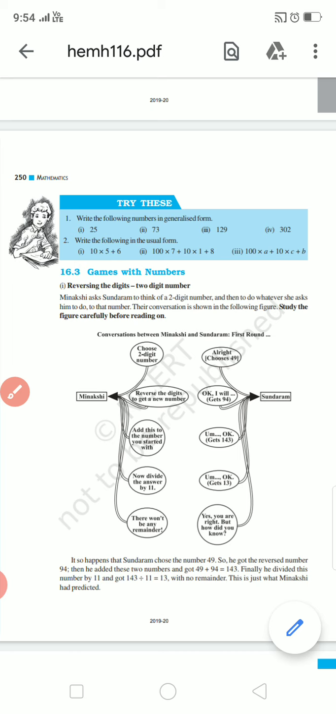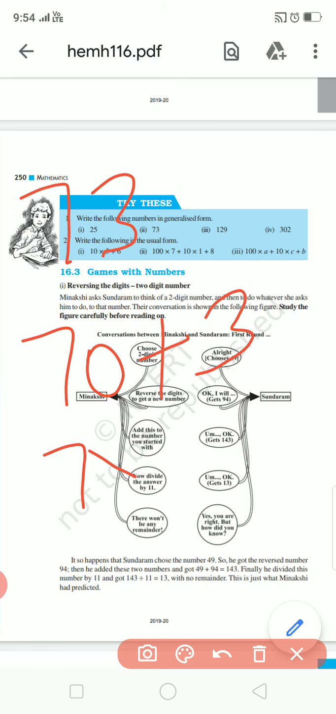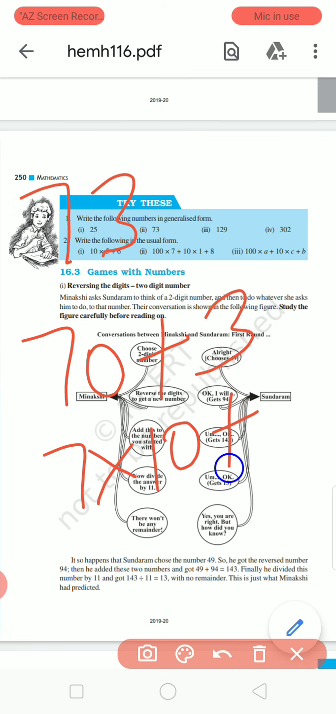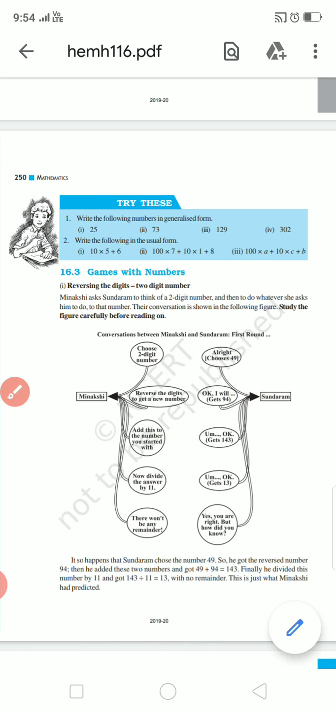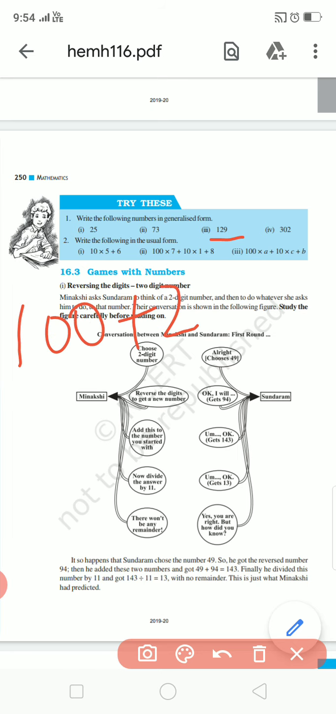Now let us write the generalized form of 73. This is 70 plus 3, right? It can also be written as 7 into 10 plus 3. This is the generalized form. Let us write the generalized form of 129. So 100 plus 20, that is 2 into 10, plus 9. This is the generalized form.